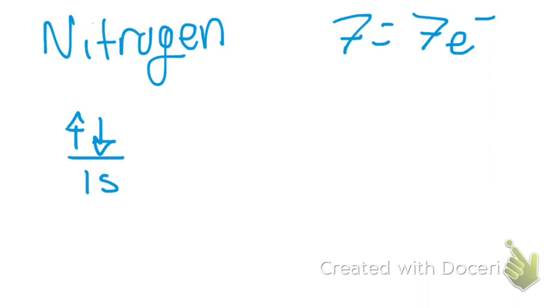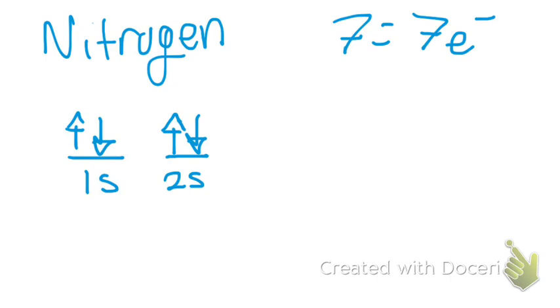Then what energy level are we going to fill? The 2s. We're going to go up to the second energy level and fill its s orbital too. It's the only one at this energy level, so we're going to fill it completely. Now we have 4 electrons.